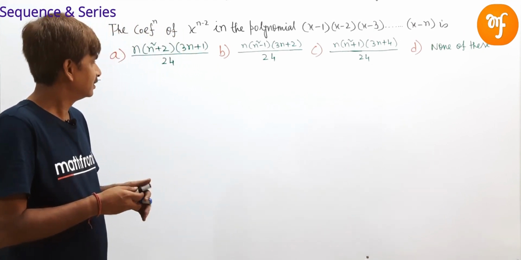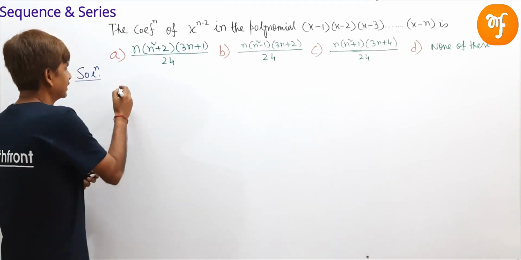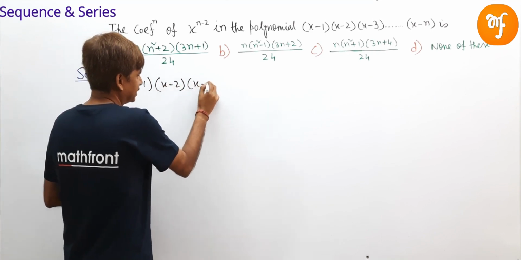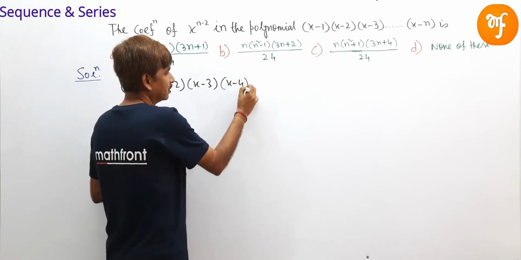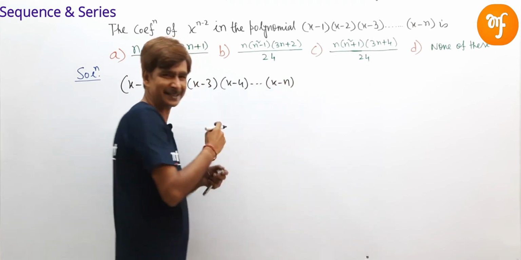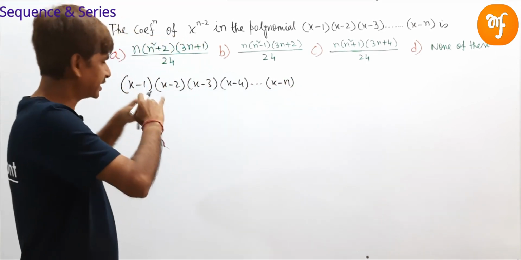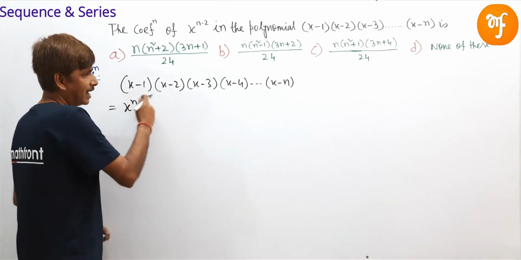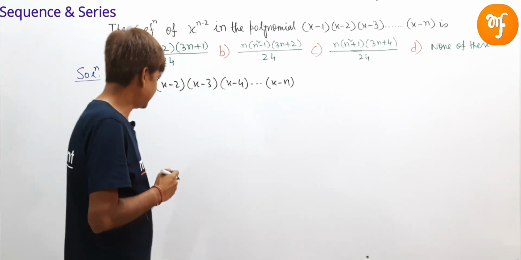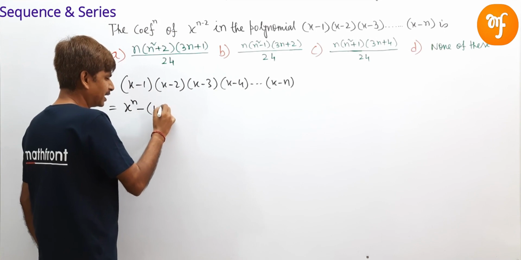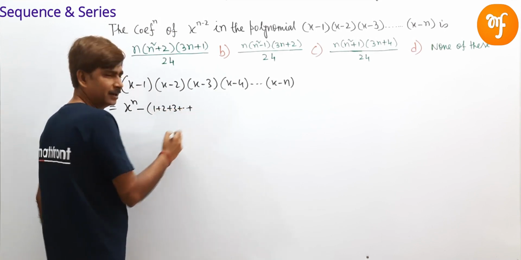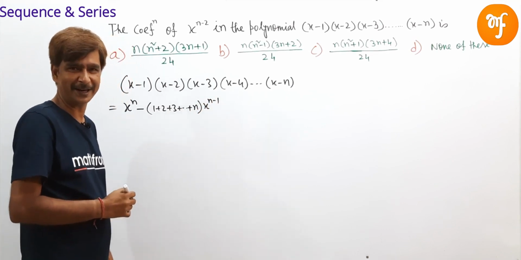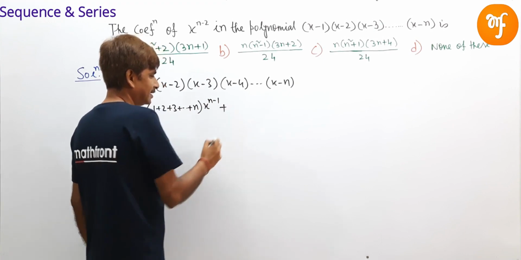So let's look. The polynomial given is (x minus 1)(x minus 2)(x minus 3)(x minus 4) dot dot till (x minus n). This is the polynomial given. Okay. So if we expand it by the theorem of polynomial, the first term will be x to the power n, as there are n factors. The second term will be what? Minus of (1 plus 2 plus 3 plus dot dot till n) into x to the power n minus 1. Okay. Plus, what will be the third term?